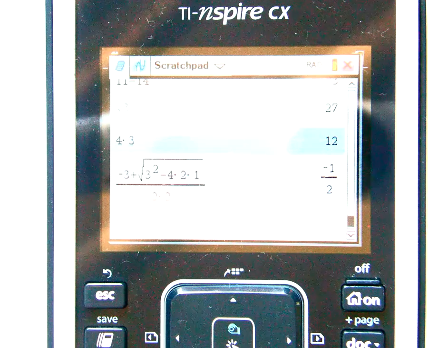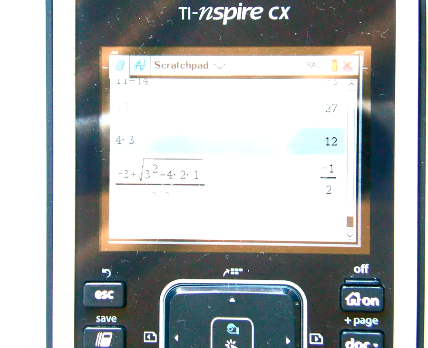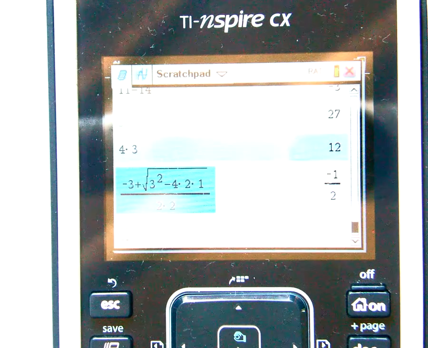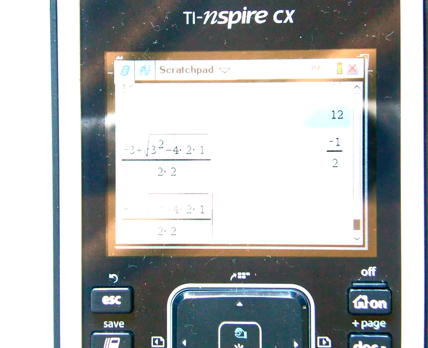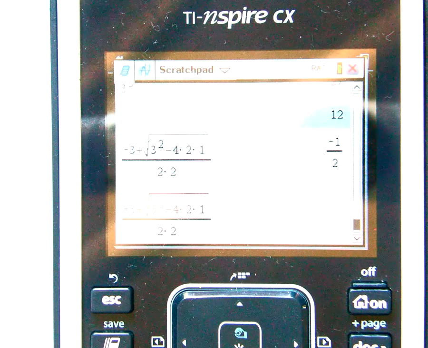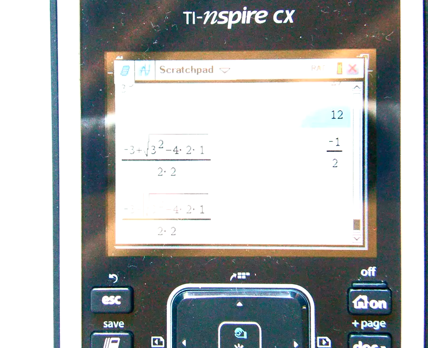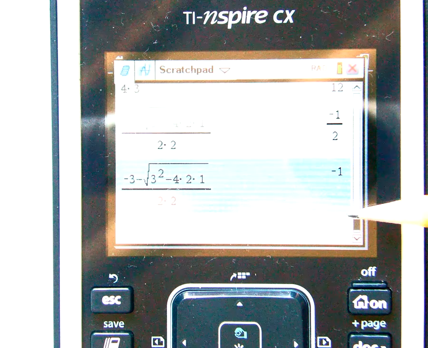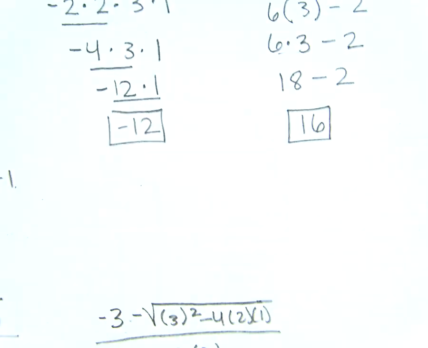Okay, so my first answer here would be negative 1/2. And then I'm just going to scroll up until the whole thing is highlighted, and I'm going to hit enter on it. And I'm just going to backtrack to where this plus sign is, because the only thing that's changing here is that should be a minus, right? So here are my 2 answers. The first one is negative 1/2, and the second one is negative 1.